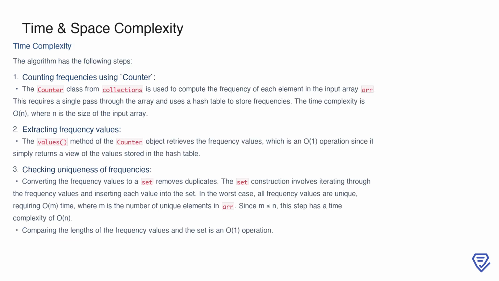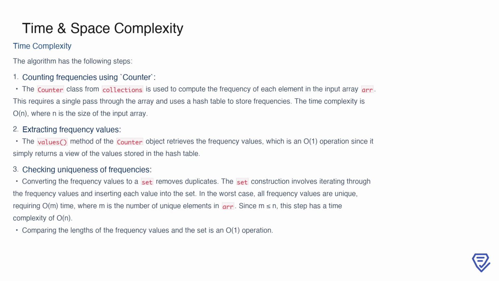To analyze the time complexity, let's break the solution into its main steps. First, we use the Counter class from the collections module to compute the frequency of each element in the input array. This operation involves a single pass through the array, where each element is hashed and its count is stored. Since we process each element once, this step has a time complexity of O(n), where n is the size of the array. Next, the values method is called on the Counter object to extract the frequency values. This is an O(1) operation because it simply provides access to the underlying data structure without performing any additional computation.